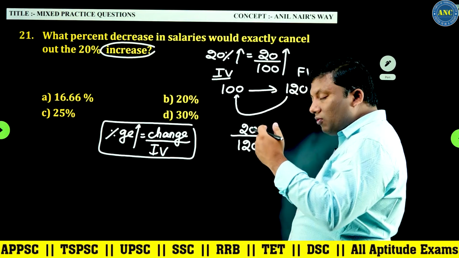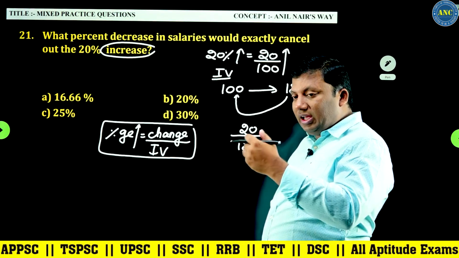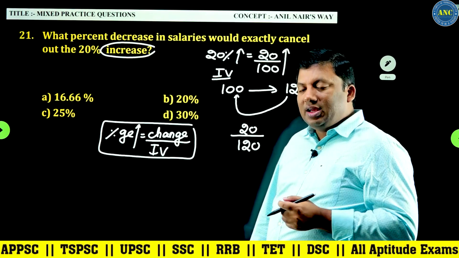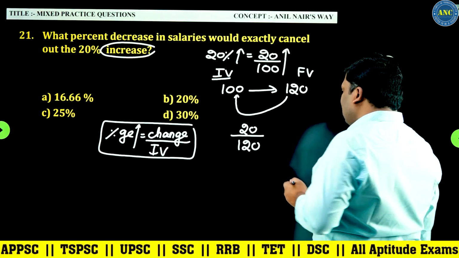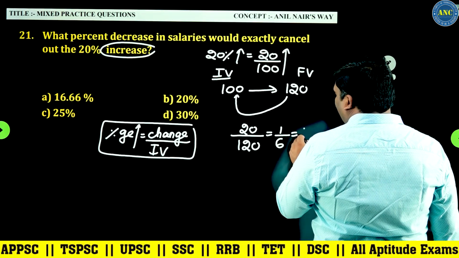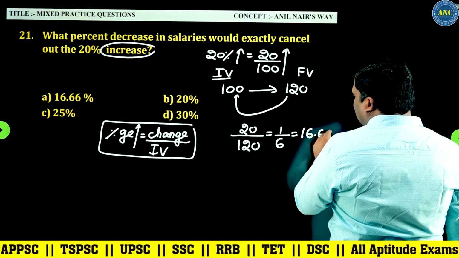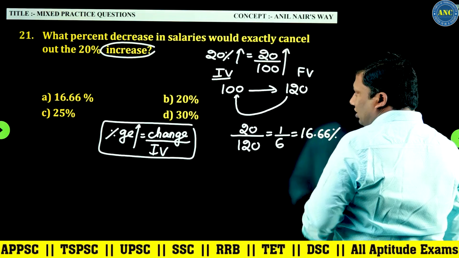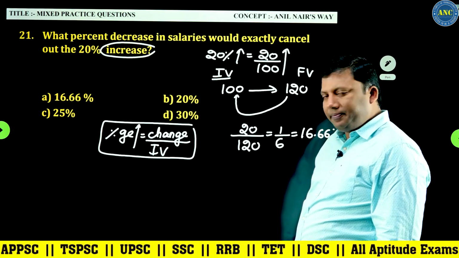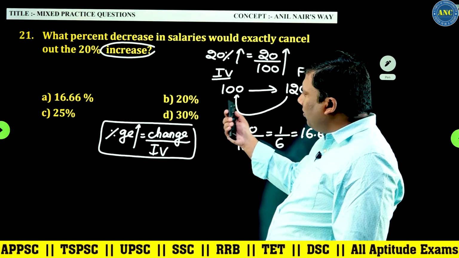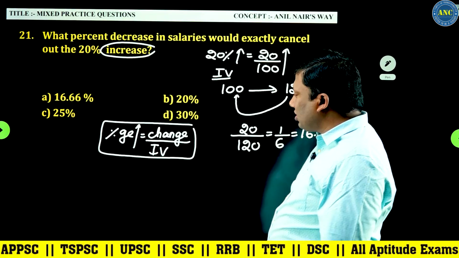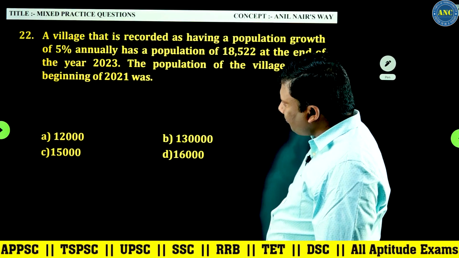100 is becoming 120. There is a 20 increase. For 120 to become 100, there has to be a 20 decrease. 20 on 120, which is 1 by 6. 1 by 6 is 16.66%. Idea clear, sir? One is how much increased. For the final value to become the initial value, how much decrease.